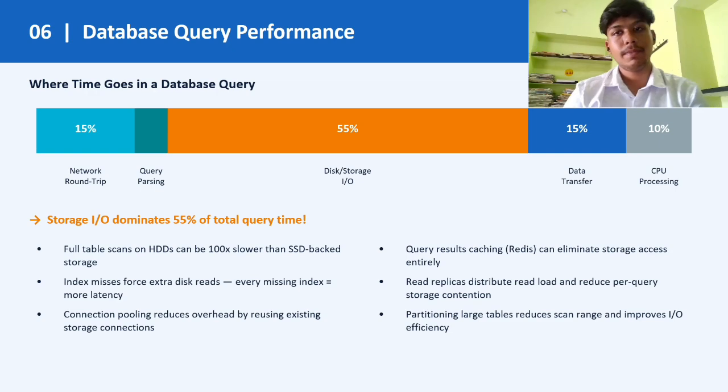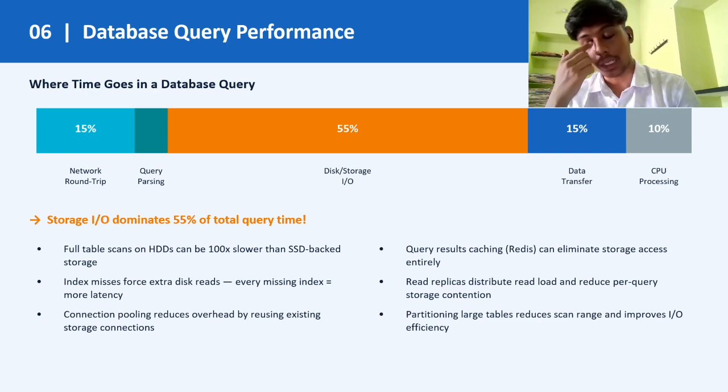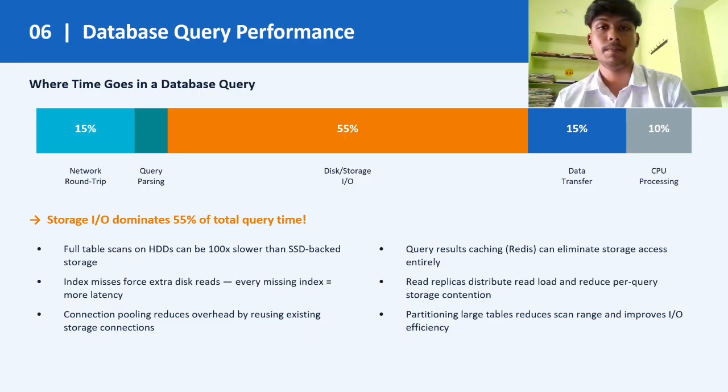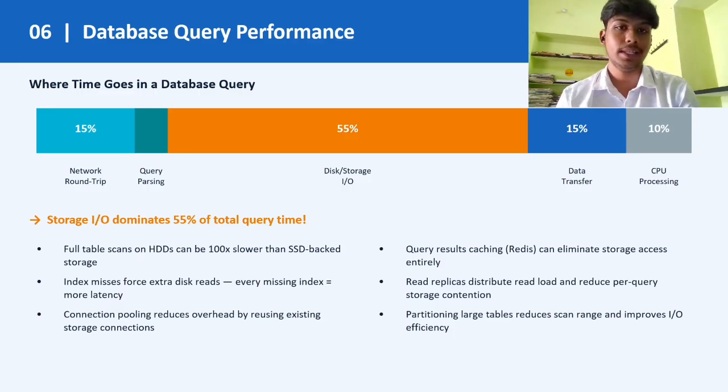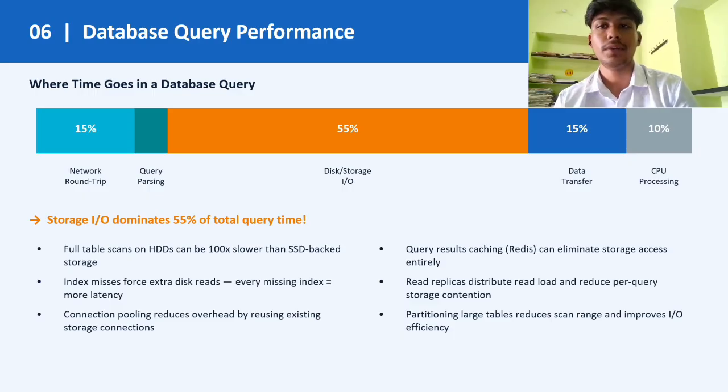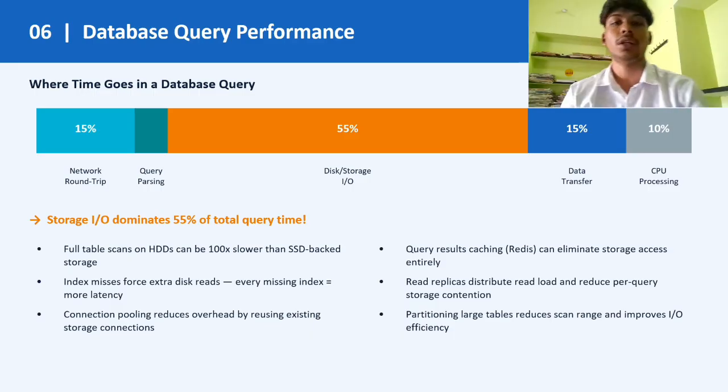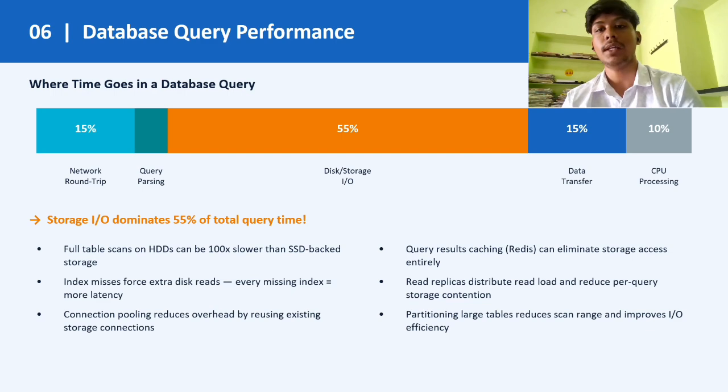When your app asks the database a question like "show me all the orders for the user," where does the time go? Look at the breakdown on the slide. Only 10% of the time is spent on the CPU processing, the actual thinking. 15% goes to the network round trip, and 50% goes to the data transfer, and more than half is spent waiting for the disk and the storage area, just waiting for the storage to fetch the data.